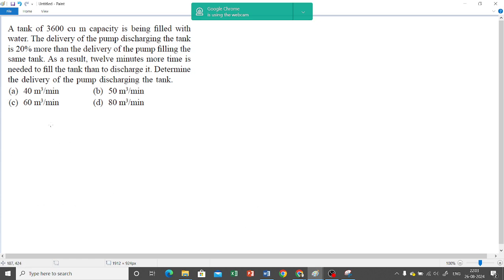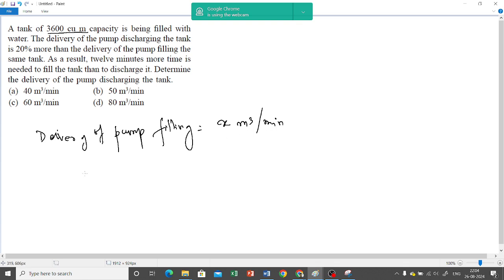A tank of 3600 cubic meter capacity is being filled with water. The delivery of the pump discharging the tank is 20% more than the delivery of the pump filling the tank. Okay? So delivery of pump filling is, let it be, x. What is this x? Delivery. What is the meaning of delivery? Meter cube per minute. That means in 1 minute how much meter cube of water is it delivering? Okay, delivery of pump filling is x meter cube per minute.